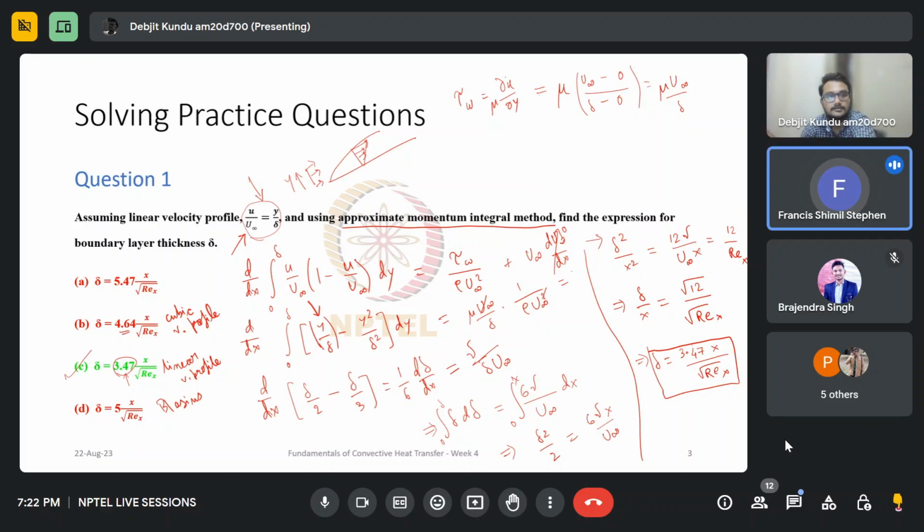So there is a correction. Actually, it is a square value. It's not cubic, it's a square parabolic profile. So it's not a cubic but a parabolic. Yes, okay, sir.